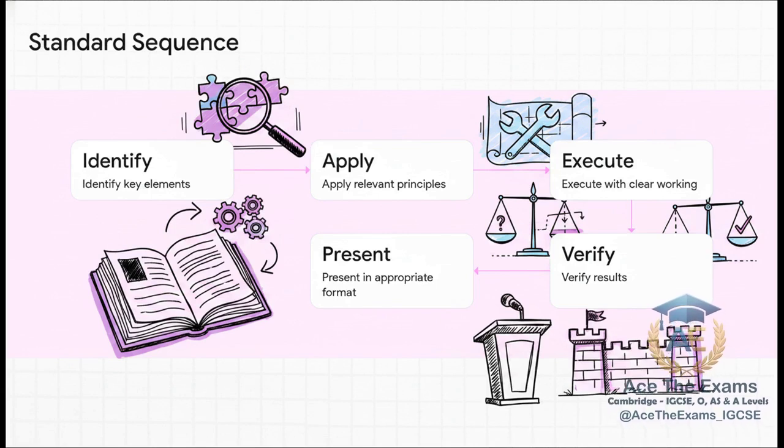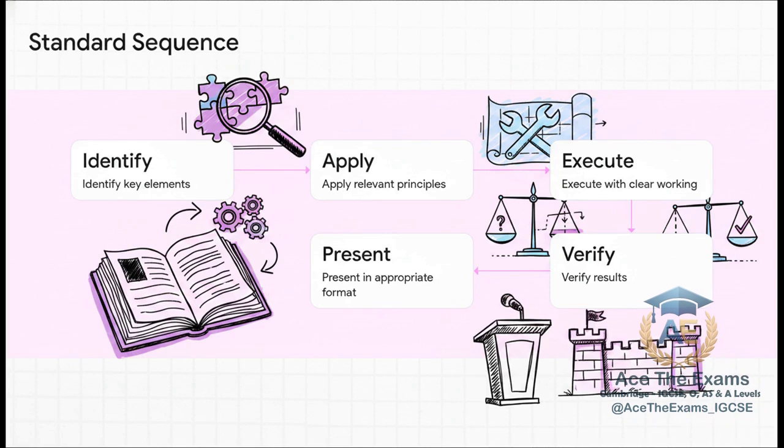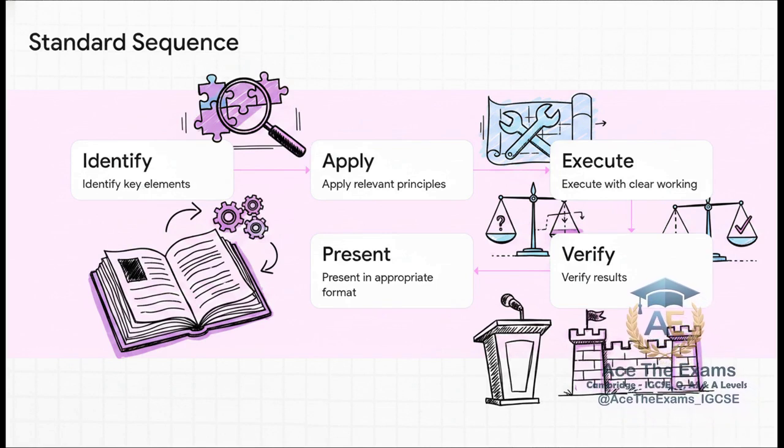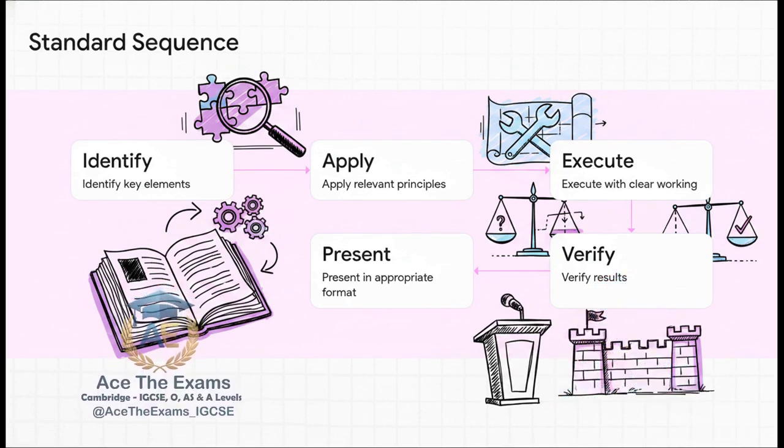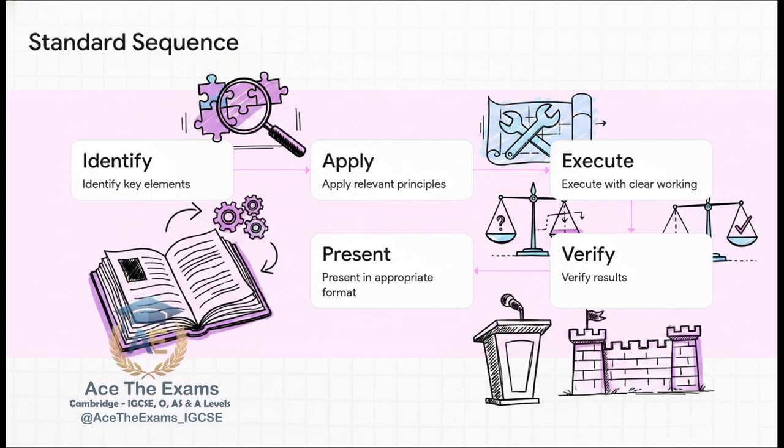Step 3. Execute with clear working. This is where we use our comparative connectives to rivet our evidence to our analysis. We analyze the similarities and the differences systematically. Step 4. Verify results. This is our evaluation. We actively expose the limitations and assumptions of our own evidence. We ask, does this conclusion actually hold up under stress? We let the building sway.